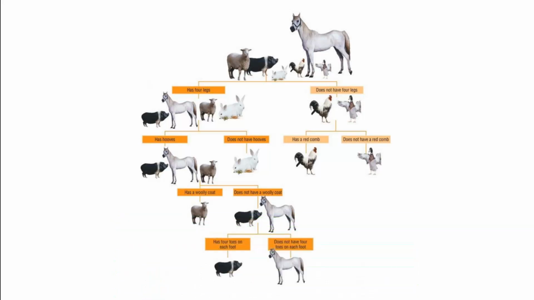For example, if we have 4 legs on our animal, we go to the left in this example. Does it have hooves? Yes, go to the left. Does it have a woolly coat? Yes, it does. Hey, I'm talking about a sheep. Or if it didn't have a woolly coat, I go to the right. Does it have 4 toes on each foot? Yes, it does. Okay, go to the left, and I have a pig. So my farm animal, which has 4 legs and has hooves and doesn't have a woolly coat but does have 4 toes on each foot, that's the pig. So as I say, I quite like this branching version, but dichotomous keys are often given as a table version.